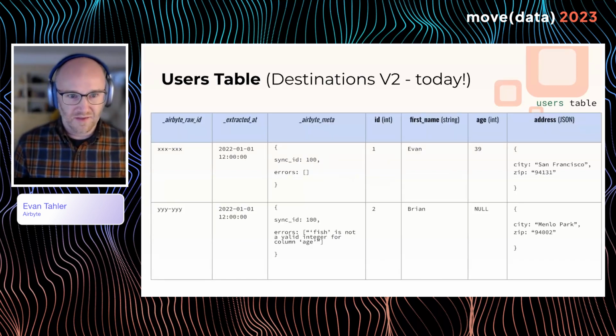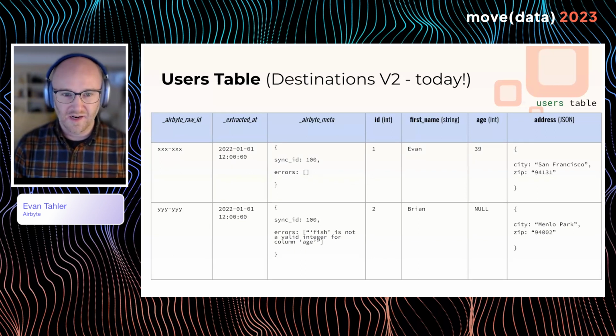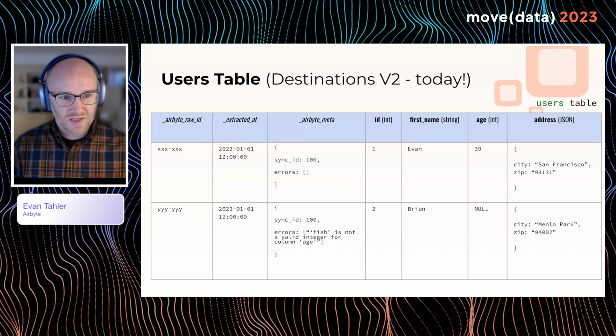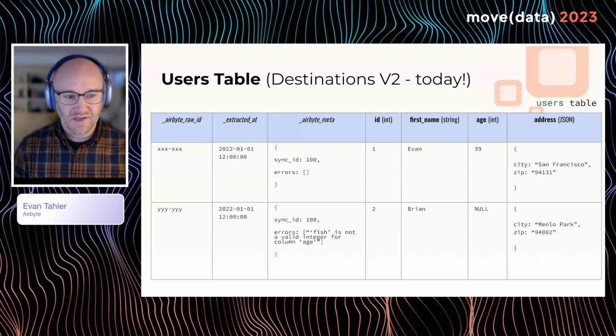So here's where we ended up. This is the table you'll get today in Airbyte destinations that use V2. And on the right-hand side, you'll see the tables you expect: ID, first name, age, and address remains JSON. And we can present strongly typed columns in the ways that users expect. And on the left side, we have additional metadata we add to your sync. Every row gets an ID. We give you the extracted at timestamp.